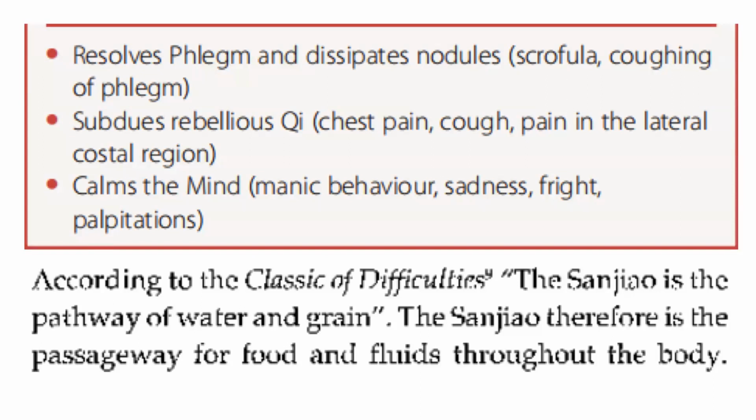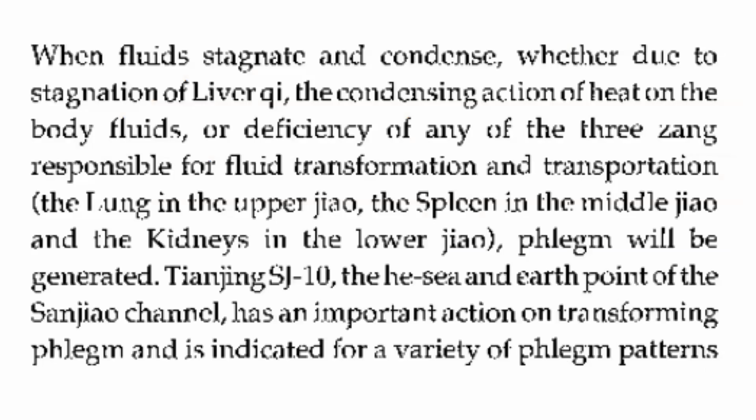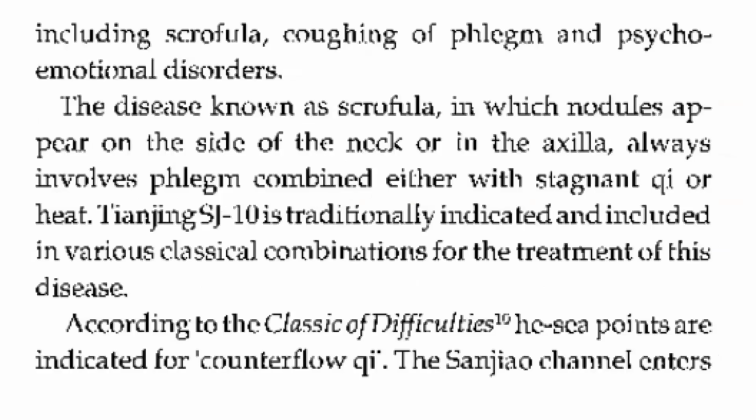According to the Classic of Difficulties, the sanjiao is the pathway of water and grain. The sanjiao, therefore, is the passageway for food and fluids throughout the body. When fluids stagnate and condense, whether due to stagnation of liver qi, condensing action of heat on the body fluids, or deficiency of any of the 3 zang responsible for fluid transformation and transportation, the lung in the upper jiao, the spleen in the middle jiao, and the kidneys in the lower jiao, phlegm will be generated. Sanjiao 10, the He-sea and earth point of the Sanjiao channel, has an important action on transforming phlegm and is indicated for a variety of phlegm patterns, including scrofula, coughing of phlegm, and psycho-emotional disorders.